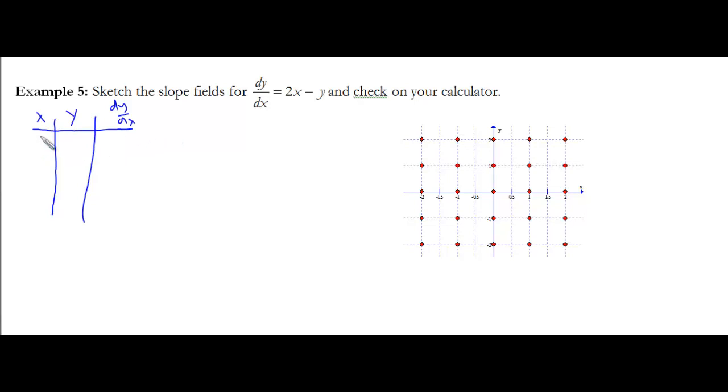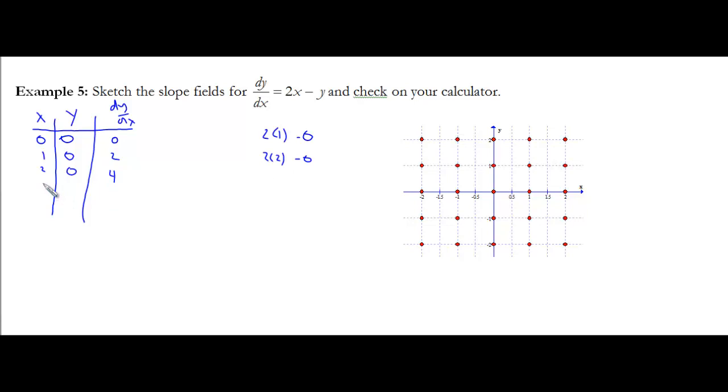So let's just start with the origin, (0, 0). All right, well, when x is 0, you can plug it in here. When y is 0, you get a slope of 0. All right, and then we'll go to (1, 0), and (2, 0), and we'll just do a whole bunch of different ordered pairs here. So when x is 1, you have 2 times 1 minus the y, which is 0, so you have a slope of 2. When x is 2, you have 2 times 2 minus 0, so the slope is 4.